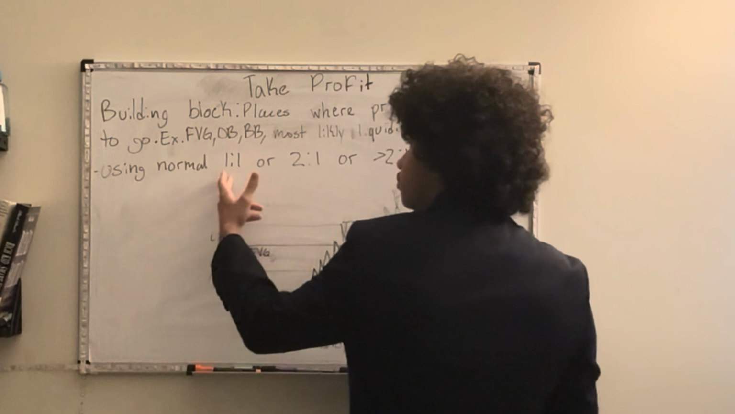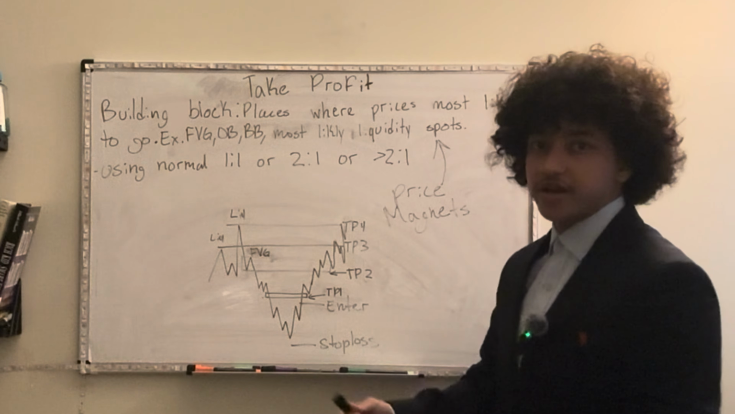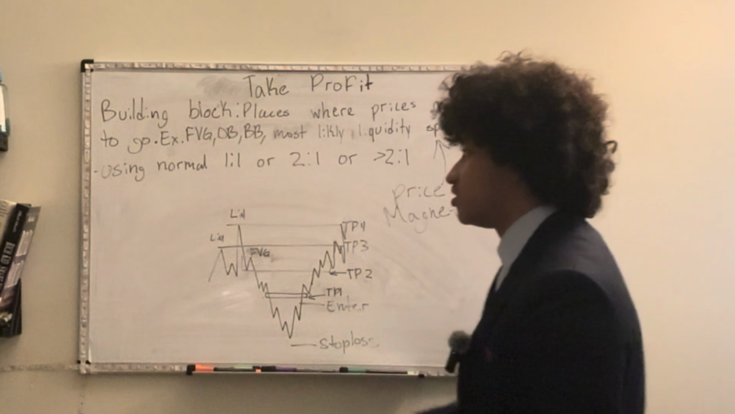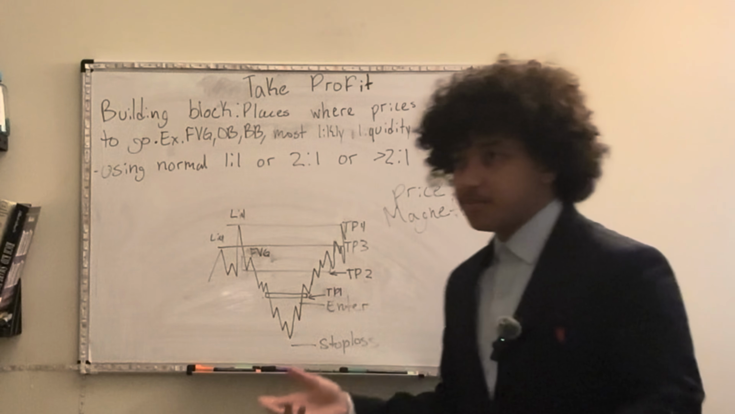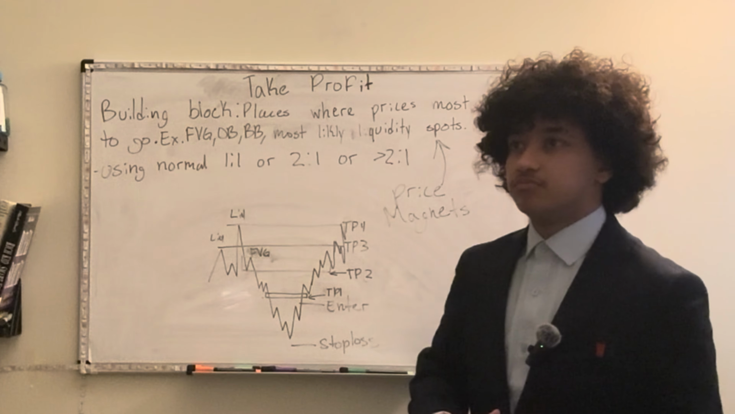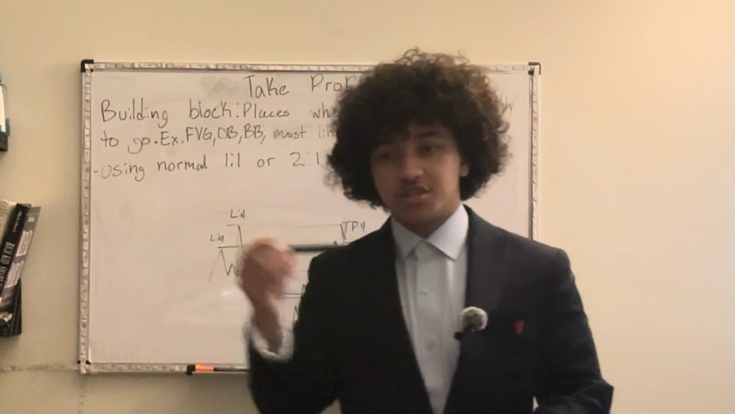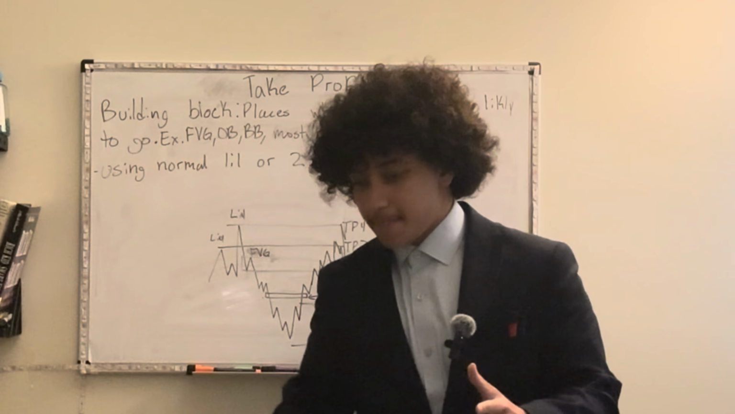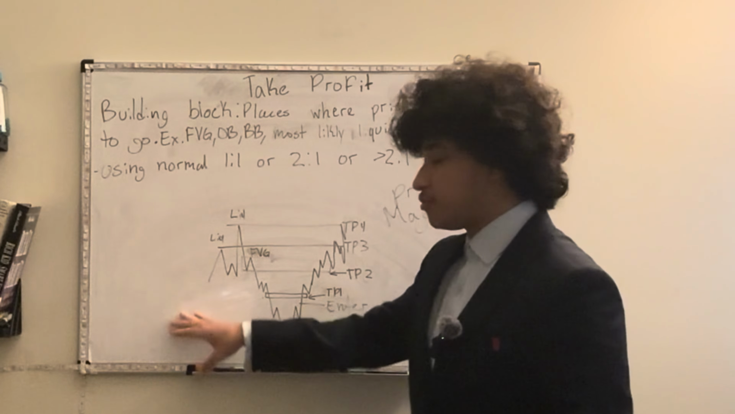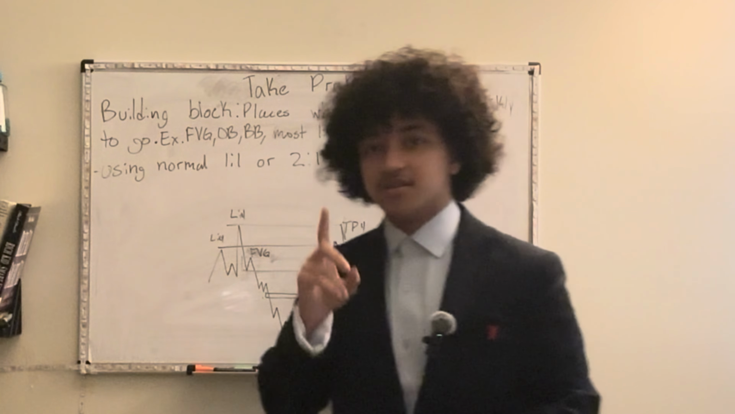Using a normal 1-to-1 or a 2-to-1, or even greater, so 3-to-1, 4-to-1, whatever. You place your stop loss, and then target a 2-to-1 for your take profit. Make sure your stop loss is at a level where it's 2-to-1. Taking profits is important, but I'm 100% sure placing your stop loss is even more important.